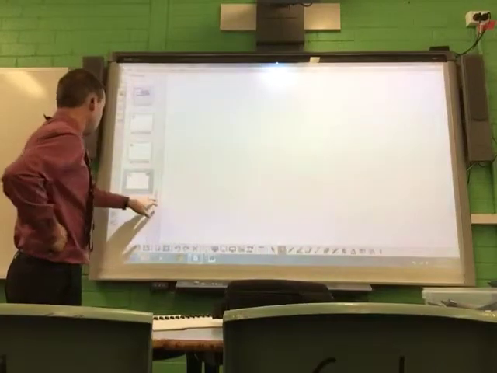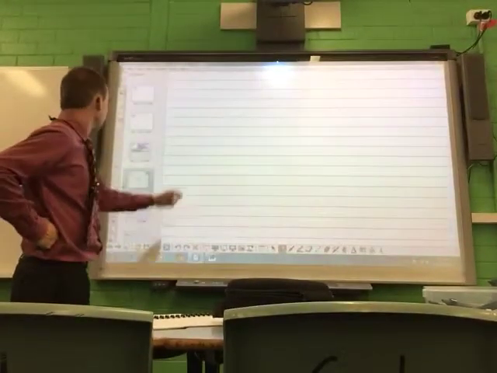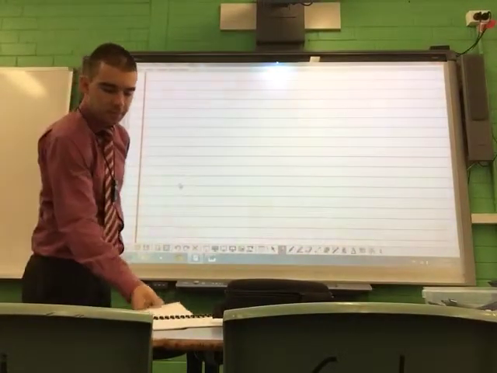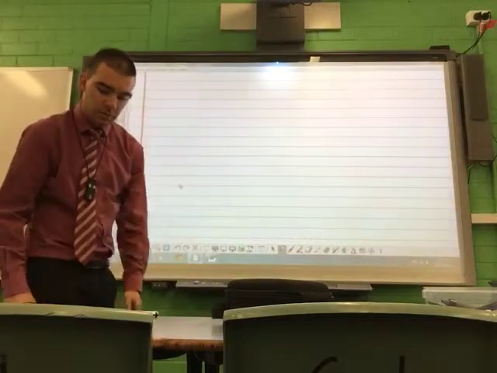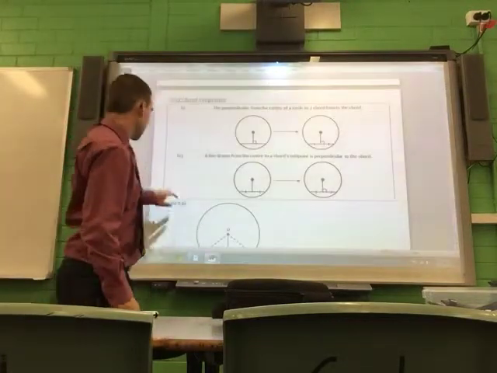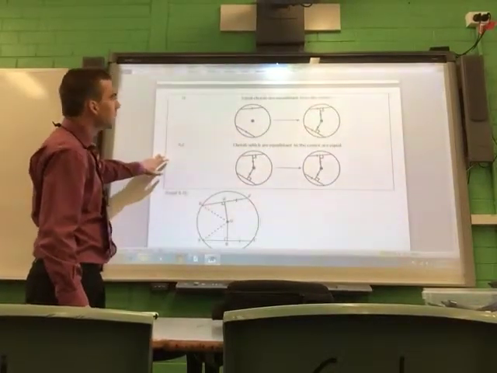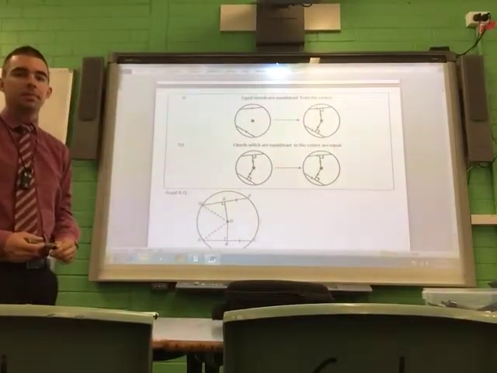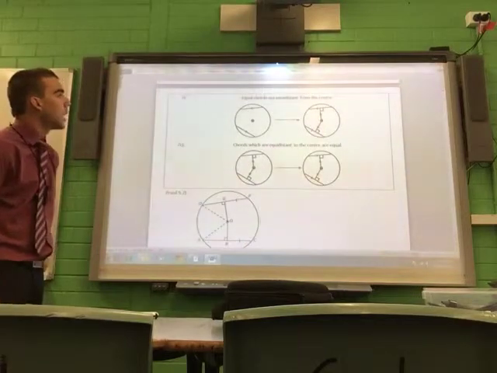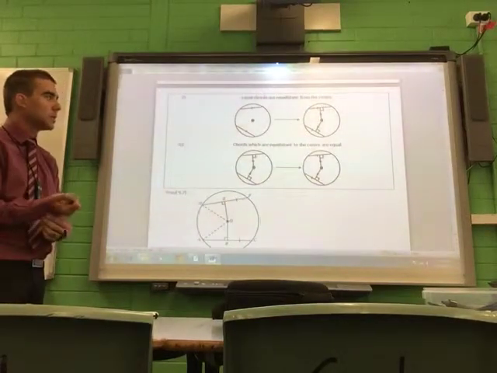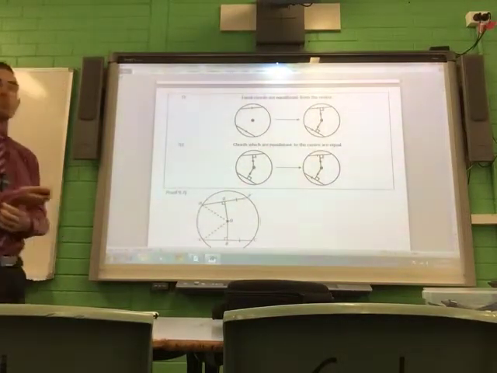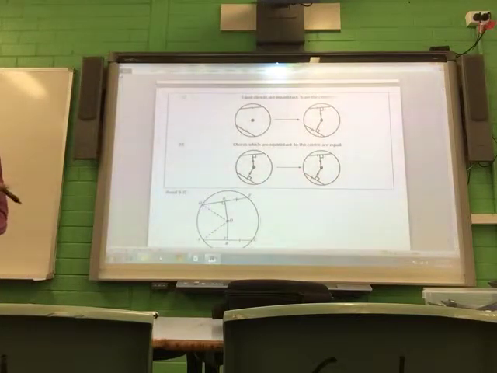Right, number 7. Okay, so number 7 on page 98. So, equal chords are equidistant from the centre. Okay, equidistant means equal in distance. That's the actual word.